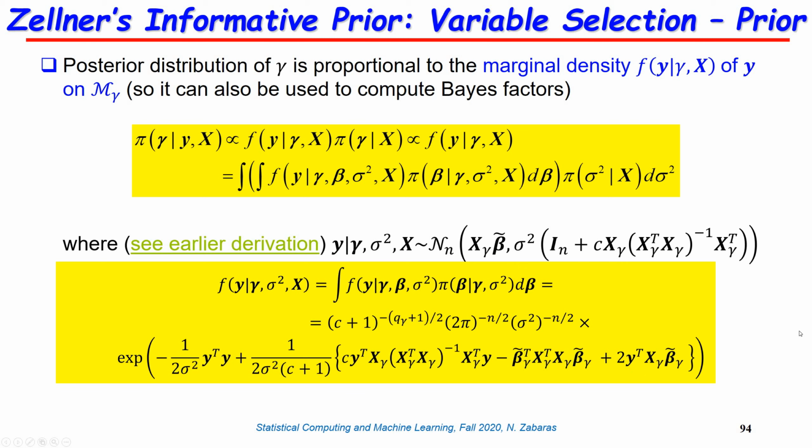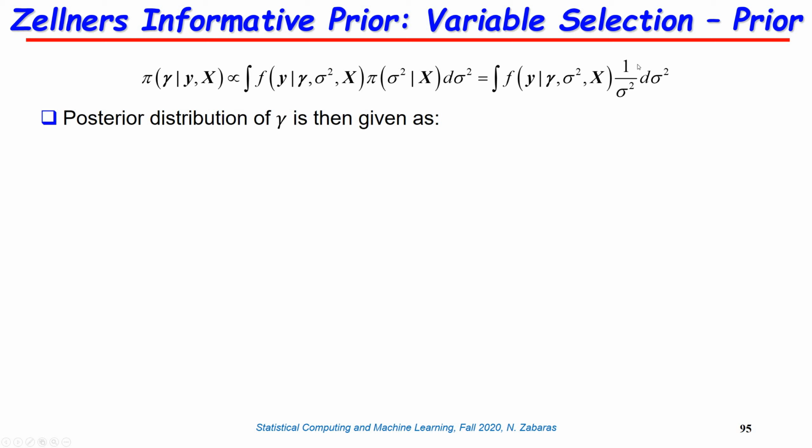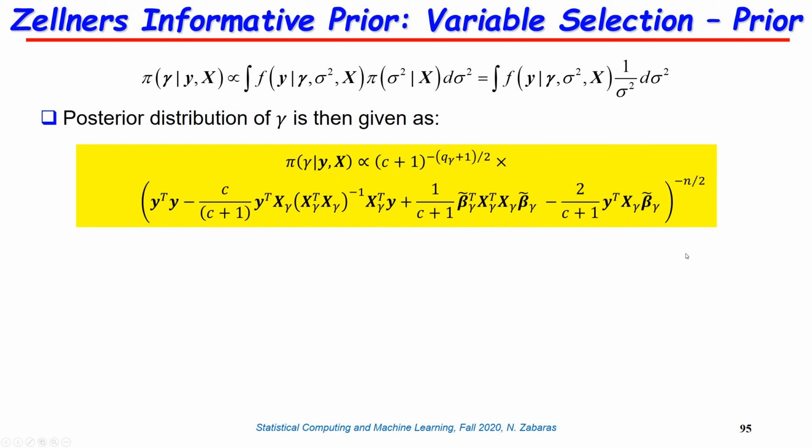Now, of course, what we will need to do now is to derive this. We're going to need to integrate sigma square out, okay? And the prior on sigma square is this Jeffreys prior, 1 over sigma square. And if you do all of this, here is the final formula. So what you see here is the marginal likelihood, which is proportional to the posterior of gamma. You remember that, right? So the posterior of gamma is proportional to the marginal likelihood, okay? And that's my final result.